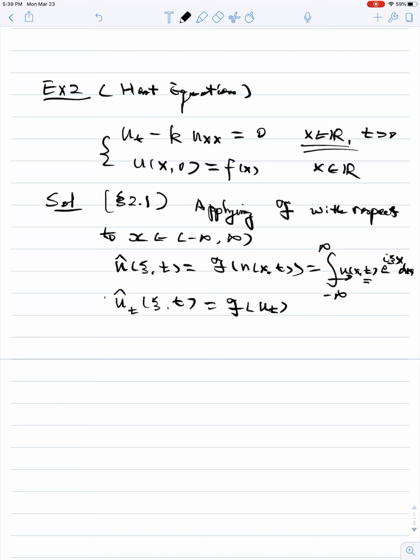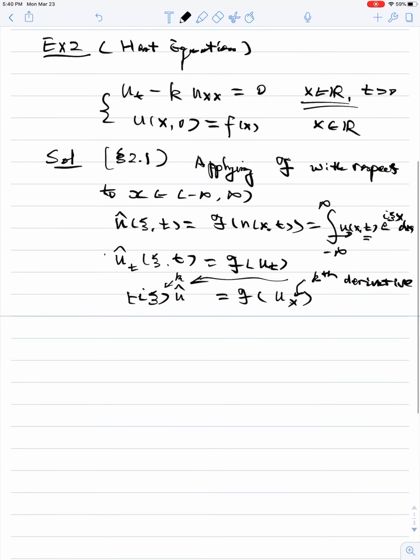So according to the previous formula, if you have a u derivative with respect to x, then this should be negative iξ û, and if you have a kth order derivative, this power here would be k. If you have k derivatives with respect to x, the power here would correspond to the power of k.